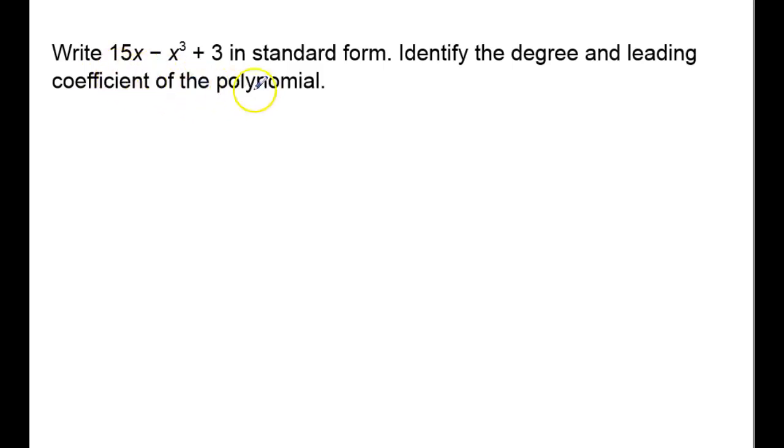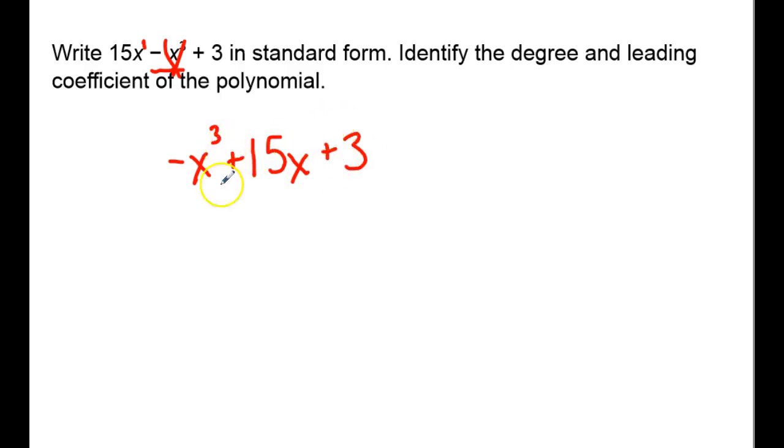Okay, so now let's look at this. I'm supposed to write this in standard form, then identify the degree and leading coefficient of the polynomial. So I know that I want to do the highest exponent first. So I look and I see that this would be a 1, I have a 3, and then I don't have any. So this term would definitely go first. And that negative is in front of it, so the negative has to stay with it. So that term goes first. Then I have my 15x, and then I have my constant, or my 3.